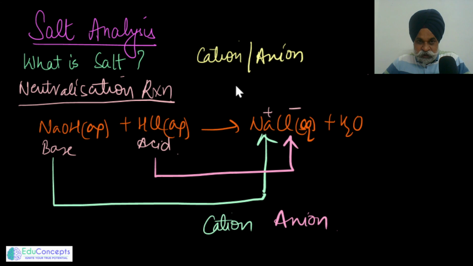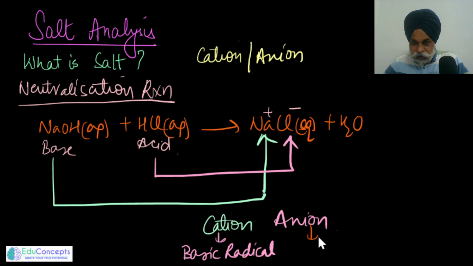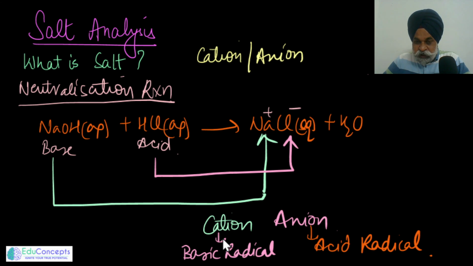So in this chapter we technically say the cation is the basic radical. Here is the point to be remembered, and similarly the anion can be called the acid radical. This is the terminology we use in this particular chapter. Basic radical doesn't mean that this Na positive is basic in nature. It may or may not be. Any basic radical, when put into water, may or may not create a basic solution.